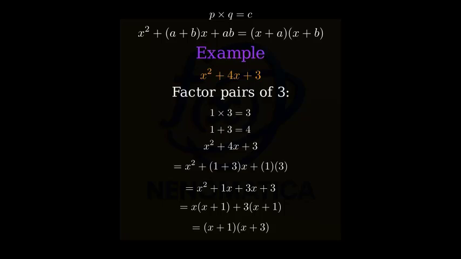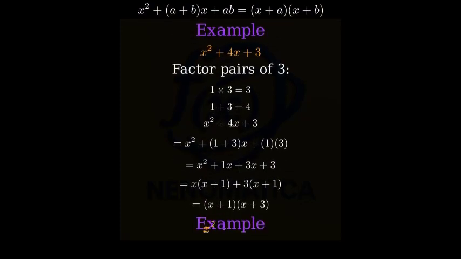We can rewrite our expression as x squared plus 1x plus 3x plus 3. This allows us to factor by grouping: x times (x plus 1) plus 3 times (x plus 1). This gives us (x plus 1) times (x plus 3).